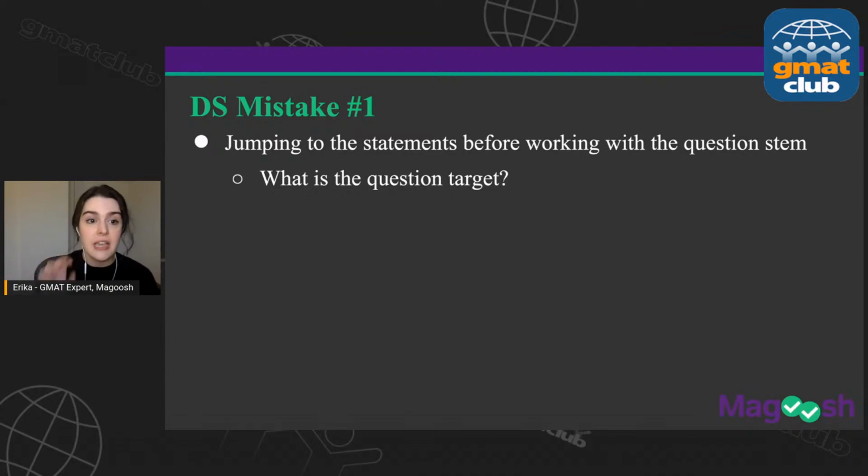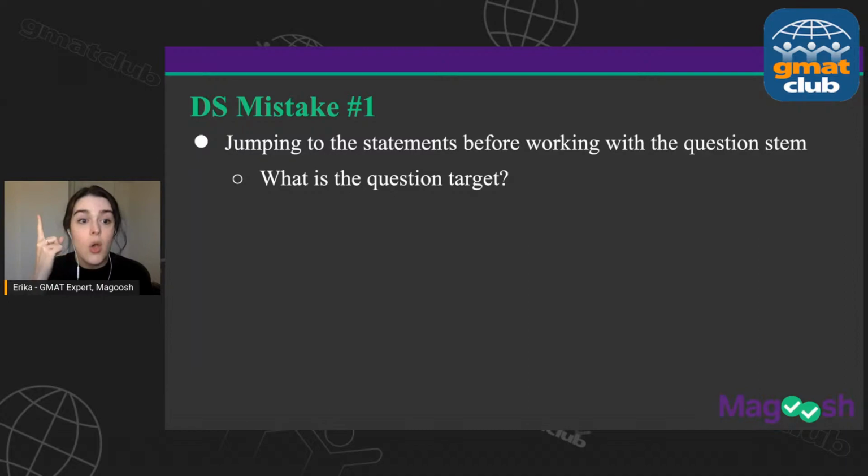And I generally say you can spend up to 30 seconds processing the question stem. Sometimes it'll be less, sometimes it's easy, but sometimes it's not. Sometimes it's a word problem. I saw that come up in the chat. Sometimes there's a diagram. Sometimes there's a lot of information. Spend time breaking that down.